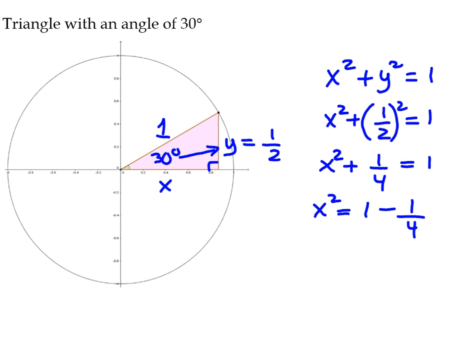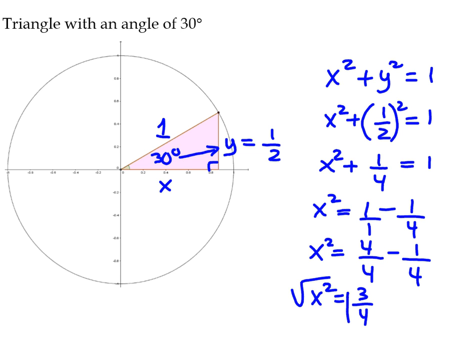Remember, when you subtract, you need to put on the same denominator. So this here is over 1, so you would need to put it over 4. So that's going to be 4 over 4 minus 1 over 4. So x squared is equal to 3 over 4. And then you need to find your x, so you square root on both sides. So x is going to be equal to square root of 3 over 2.